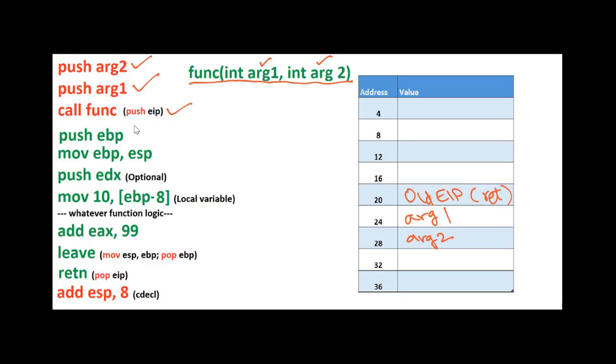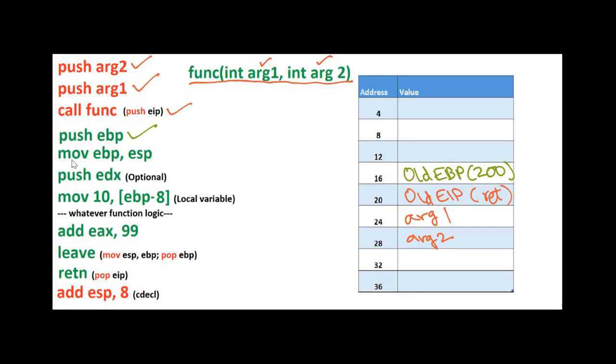Now let's look at the code that is inside of the function and see what it does. So once we are inside the function, the first instruction that executes is push EBP, which means the current value of the base pointer is pushed onto the stack. Old EBP. We don't know what this value is, but just for example, we'll say it is 200. So this value is now pushed onto the stack.